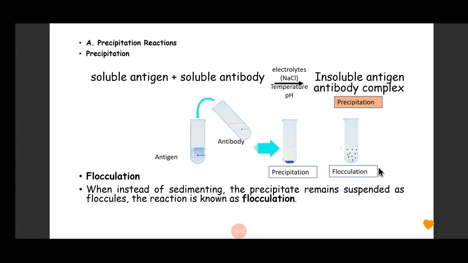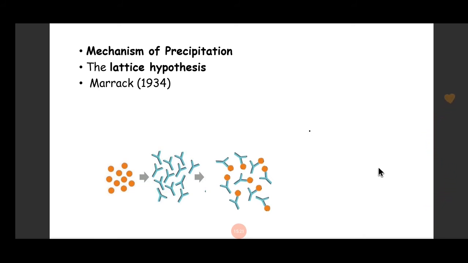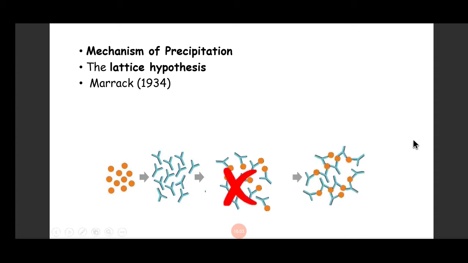Right? So, why does it happen? Why are antigen and antibody precipitating? Because they are not like other chemicals. It is not like you have mixed copper sulfate with sodium hydroxide and the resultant compound is copper hydroxide, which is insoluble, and precipitation has taken place. No, because as I told you, there is no chemical change happening in antigen-antibody reaction. So Marrack, in 1934, gave a hypothesis that when we combine antigen with antibody, it is not that one molecule of antibody binds with one molecule of antigen. Instead, one molecule of antigen is bound to multiple molecules of antibody, and by this they form a lattice, a three-dimensional web. And this lattice is what causes precipitation.